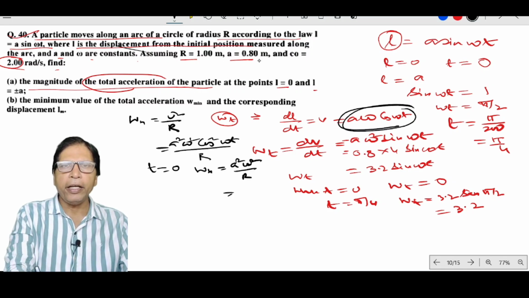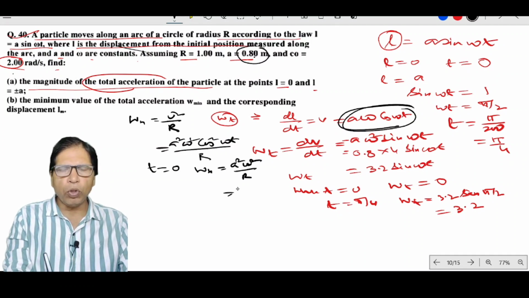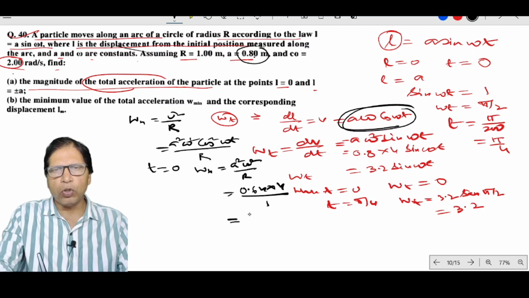What is a? a is equal to 0.8, so a square is 0.64, and omega is 2, so omega square is 4. So we get 0.64 into 4 divided by r. What is r? r is equal to 1. So at t equal to 0, the normal acceleration is 2.56 meter per second square.